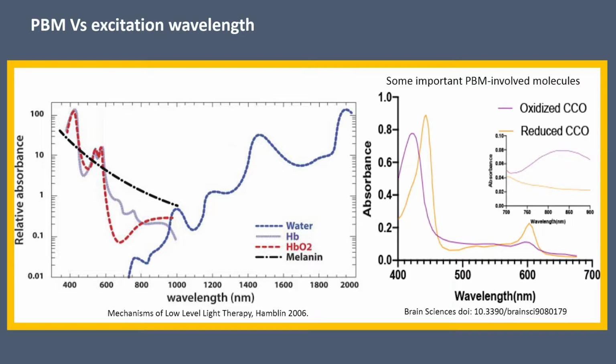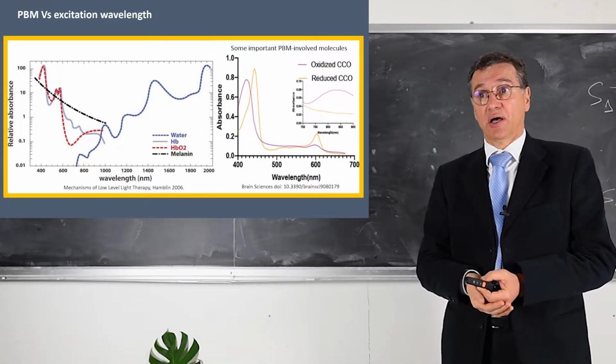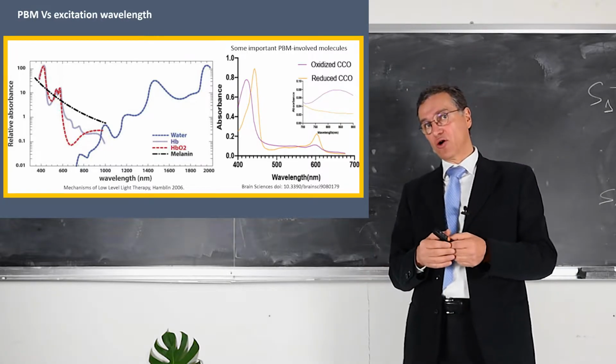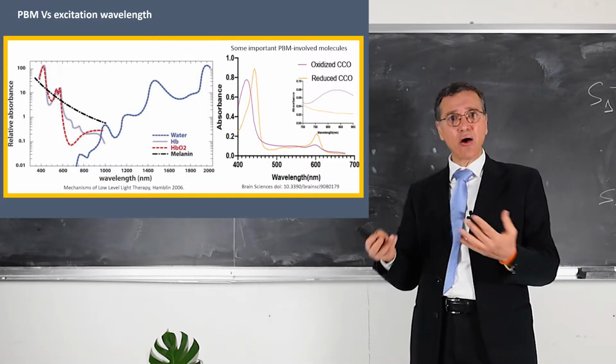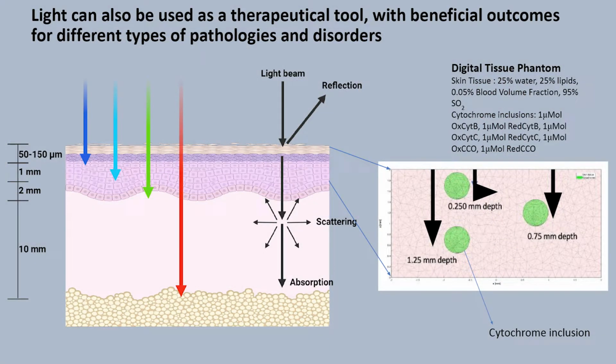But the problem is that if we are moving from the blue to the red, the absorption capability of the cytochrome is reduced. So we have to find a compromise. We have to understand how those two effects are balancing themselves. And in order to do that, we realize a digital tissue phantom.